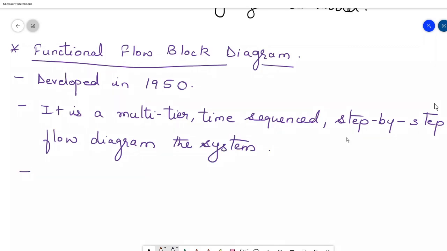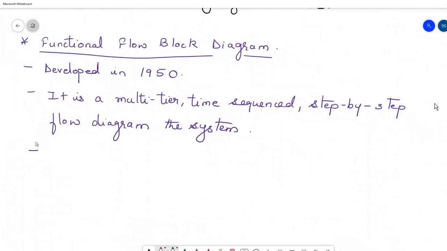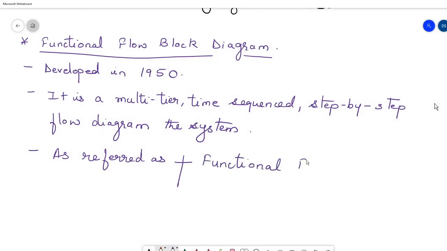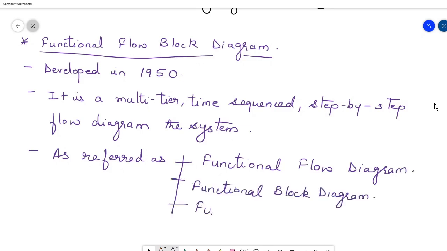Now this functional flow diagram has many names. It is addressed by different names: functional flow diagram, functional block diagram, and functional flow. So in the question, you can be asked about this functional flow block diagram by different names. It can be asked as a functional flow diagram, a functional block diagram, or just functional block, or functional flow block diagram.